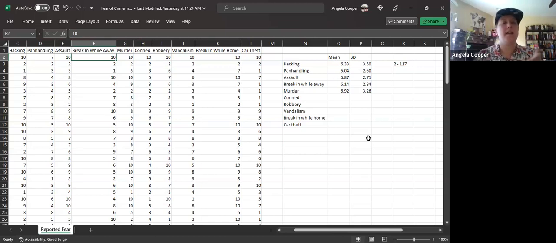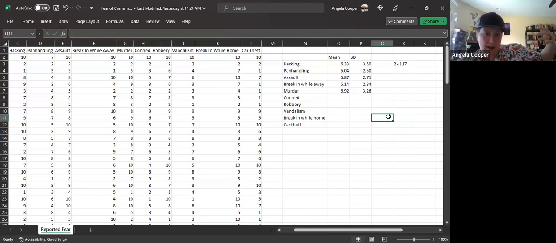People aren't going to have the same fear of crimes. They're not going to be the same from one person to the next based on individual experiences, based on maybe, oh man, I've been watching a lot of true crime documentaries, so now I'm terrified of being murdered, or whatever the case may be. But all of these standard deviations are different. All of these standard deviations are reflecting the variability, how some people are really afraid of murder and some people maybe not so much.